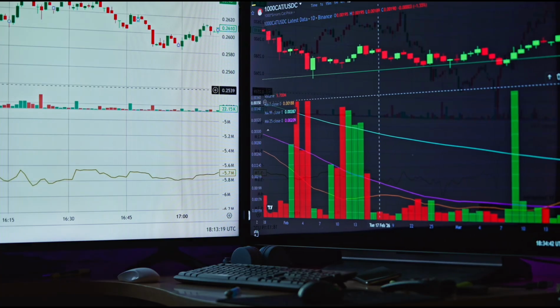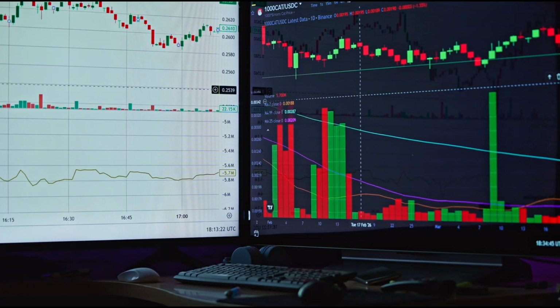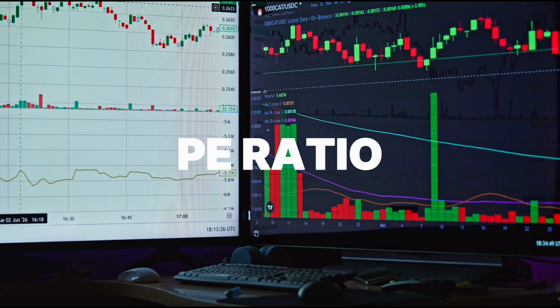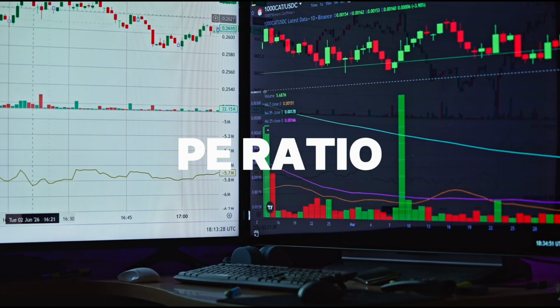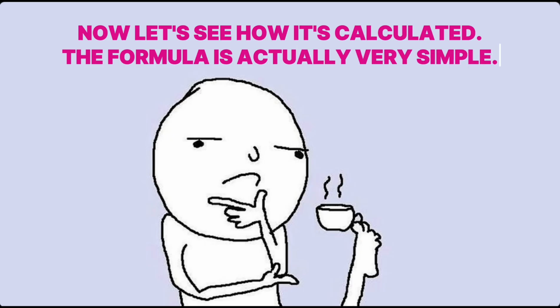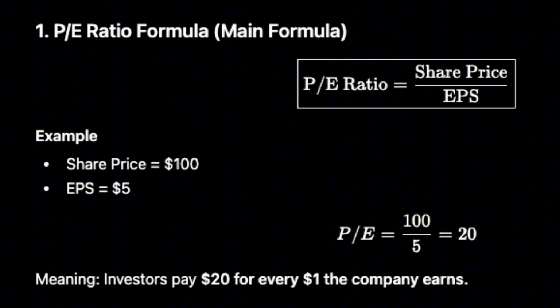The stock market works exactly the same way. Instead of buying the whole business, you're buying small ownership shares, and the PE ratio helps you compare the company's price with its earnings. Now, let's see how it's calculated. The formula is actually very simple. PE ratio is equal to share price of today divided by the EPS, which is earnings per share.